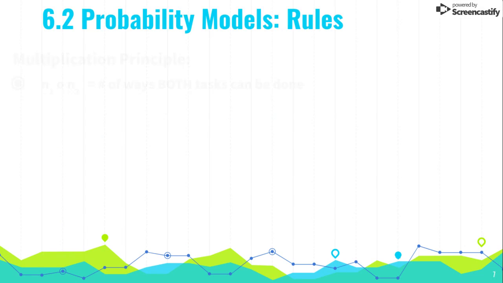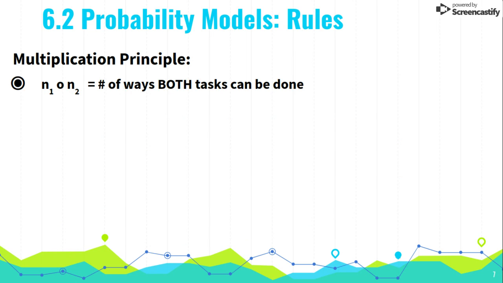And then some rules include the multiplication principle, which just means n1 times n2, where n1 is the number of ways to do task 1 and n2 is the number of ways to do task 2. When you multiply both of them, that equals the number of ways you could do both tasks.